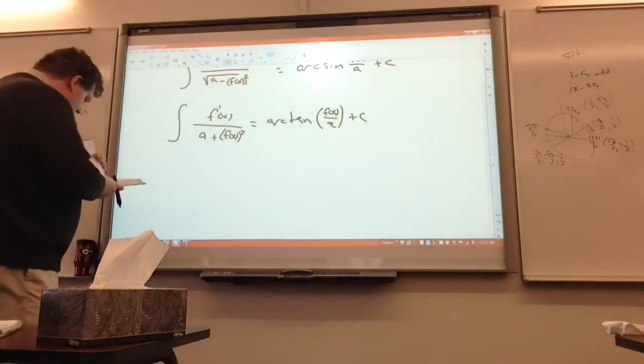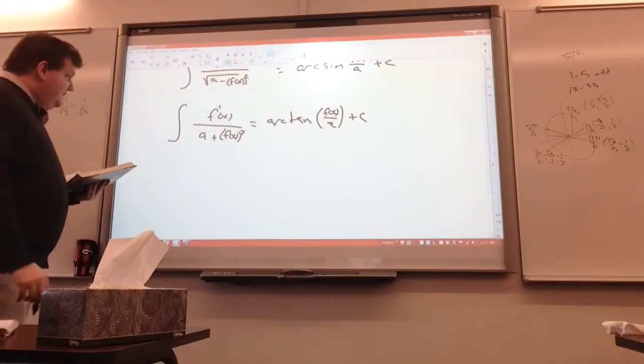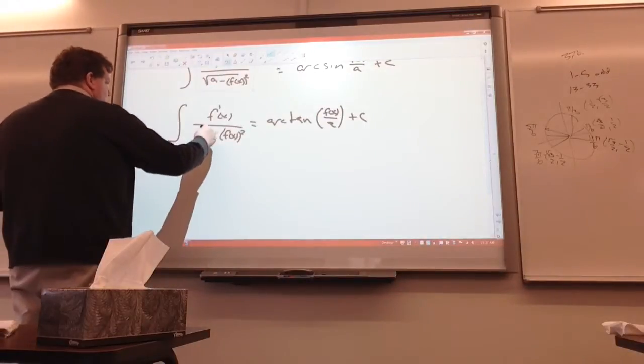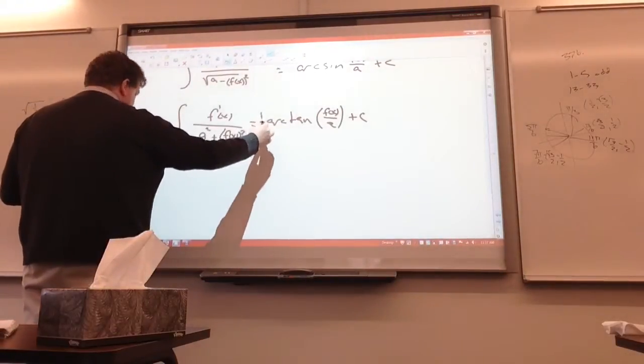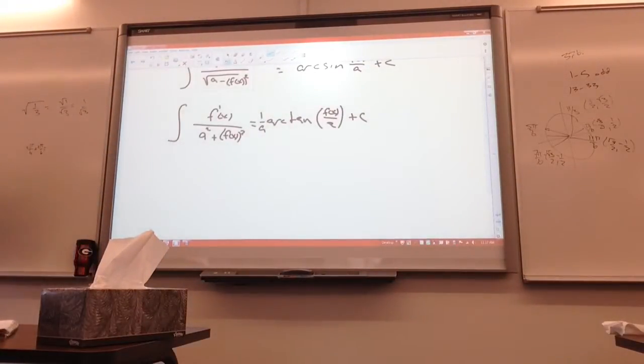One slight difference here, almost forgot, is that with the arc tangent, you end up with a 1 over a out in front and the a squared. So slightly different. Why is it not 1 squared in the other problem? It's 1. It's 1 squared. So this one got trickier.